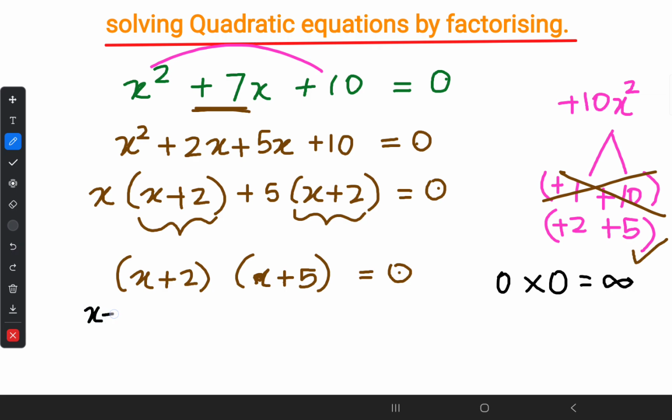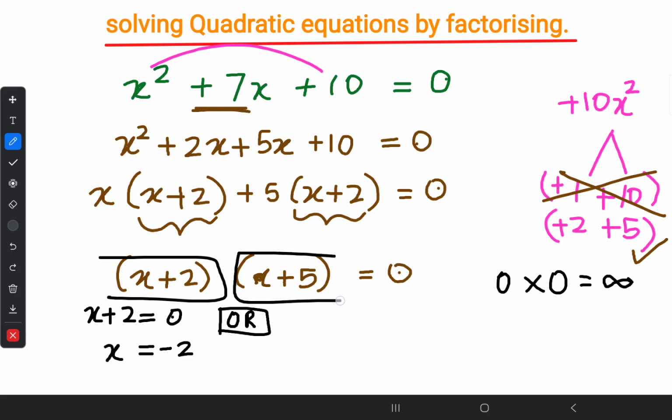So when x plus 2 is equal to 0, the solution for x would be negative 2. Okay, 0 minus 2 becomes negative 2. You have to write the "or" mark clearly, because either this one or this one is 0. Both cannot be 0 at the same time.